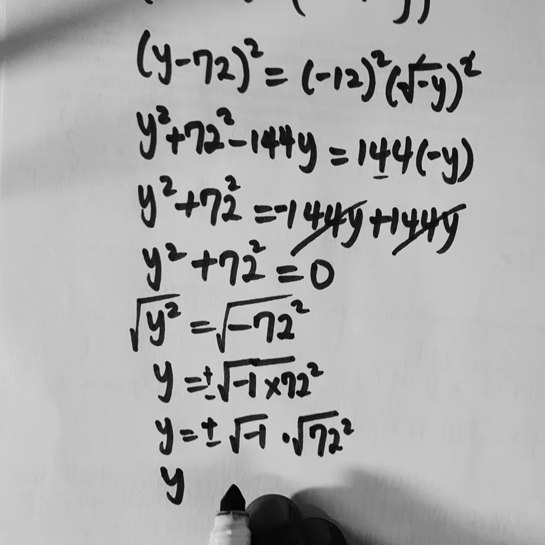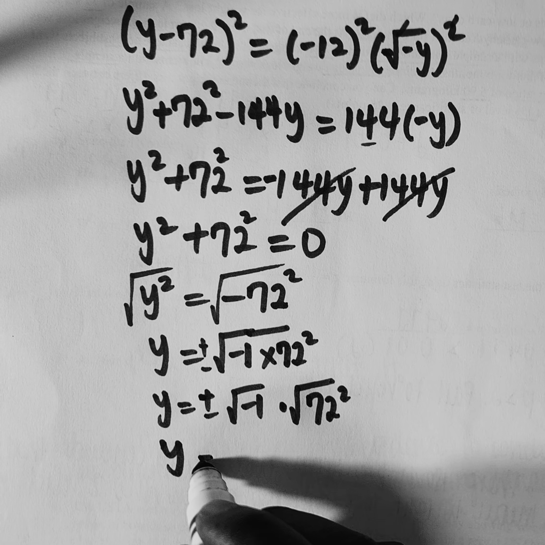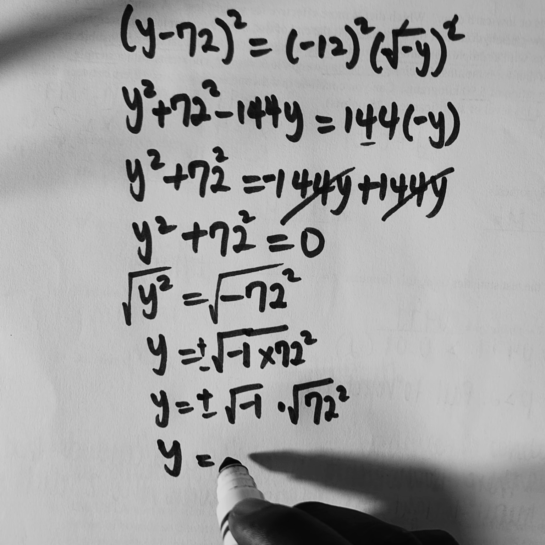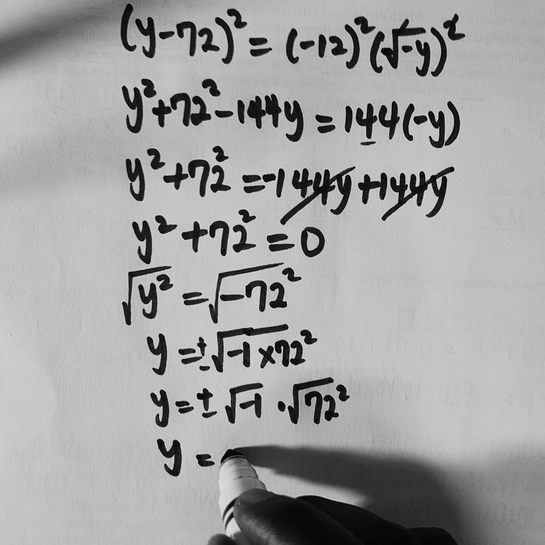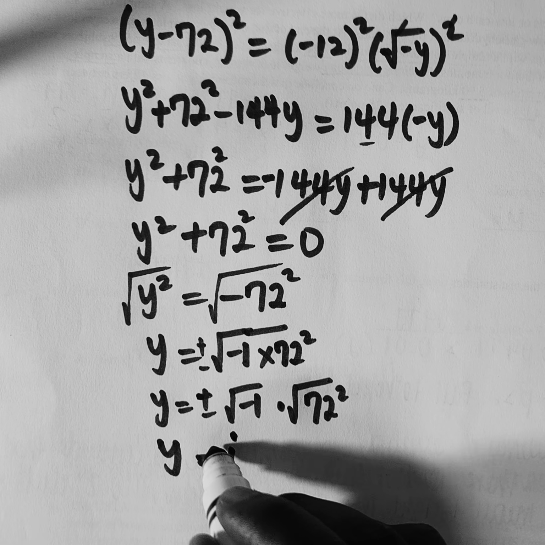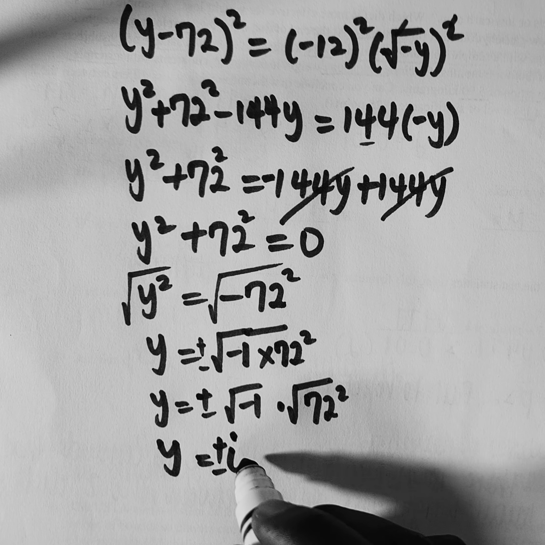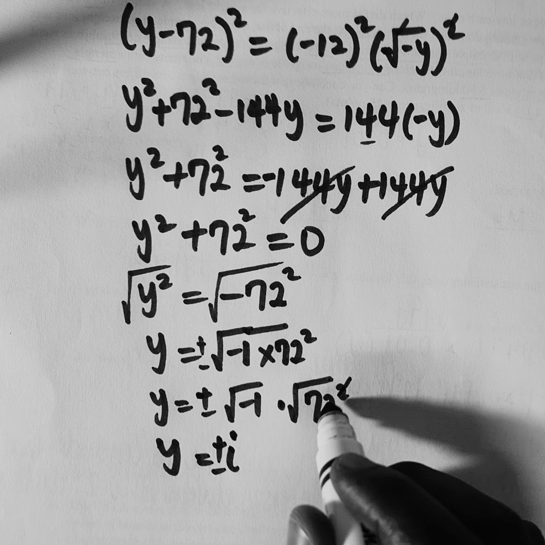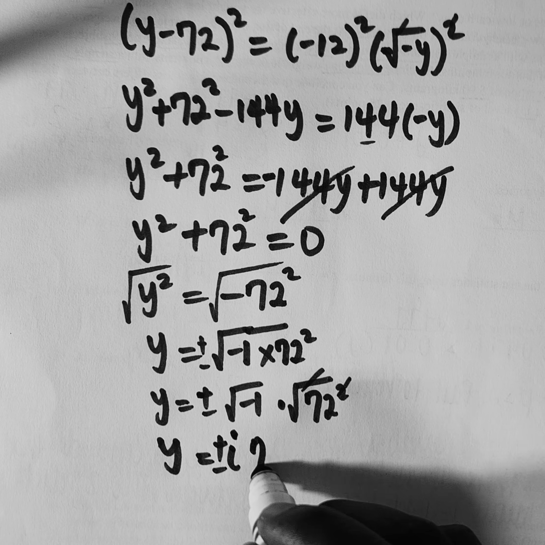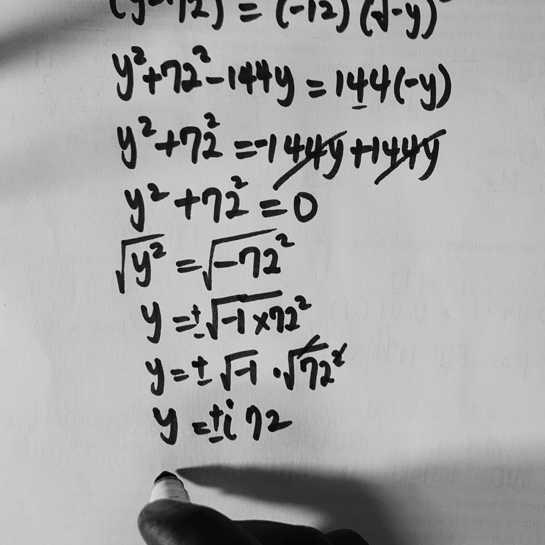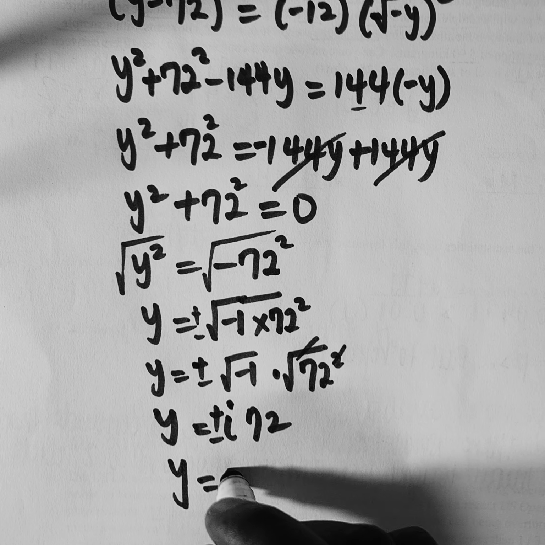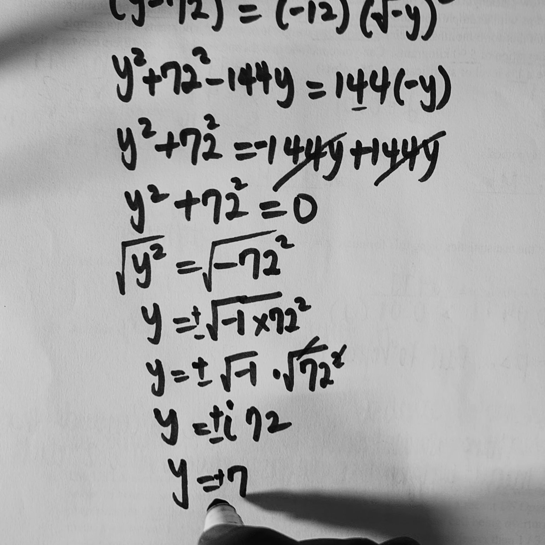So here, my y is going to be the square root of negative 1, which is i, the complex root, times 72, since this square is going to cancel out the square root. Finally, my y is plus or minus 72i.